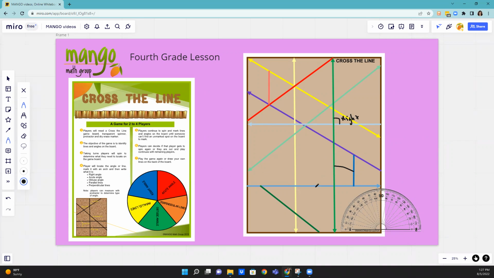Now, this is a great game for kids to do. They can create their own boards if they want to. They just need a ruler and a blank piece of paper and be able to draw a bunch of lines on a paper, and they can do the same type of game with the lines that they created.